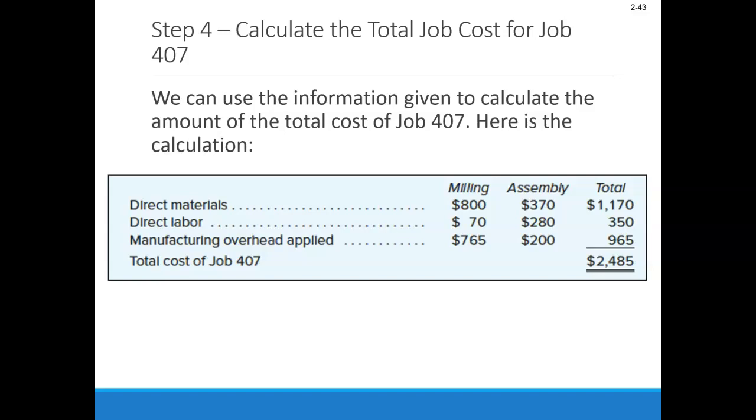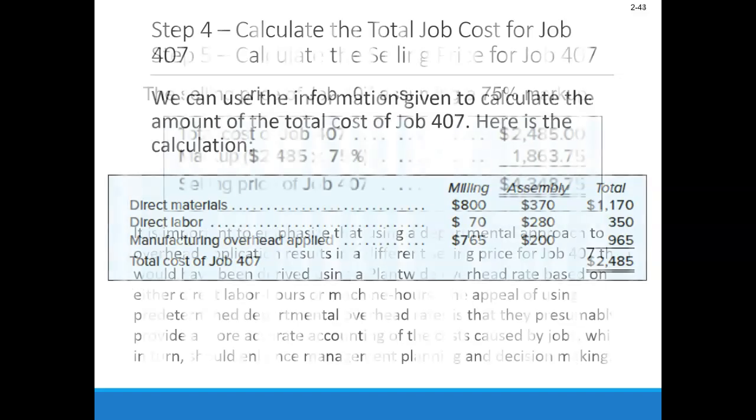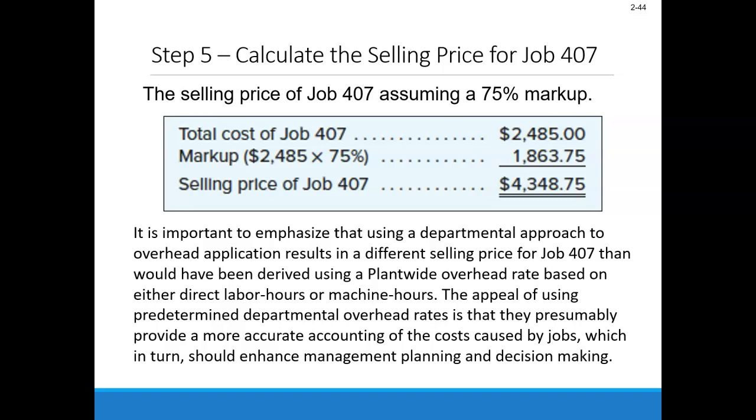We can use the information given to calculate the amount of the total job cost. We know our direct materials, we calculate our direct labor, and we know what our manufacturing overhead is. So we've got the figures we need. Okay? Then once we know our total cost, we can mark it up to figure out what we're going to sell it for. So if there's a 75% markup, we take our costs, we multiply it times 75%, and we add the two together.